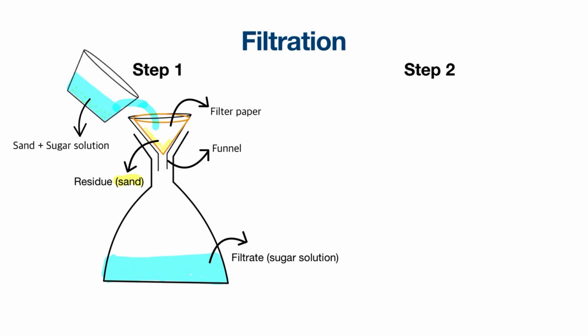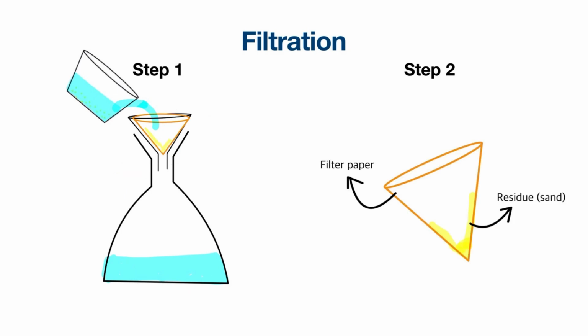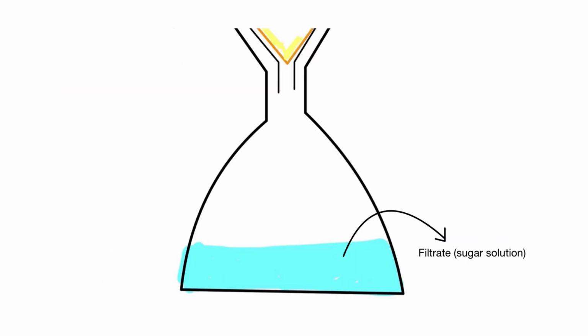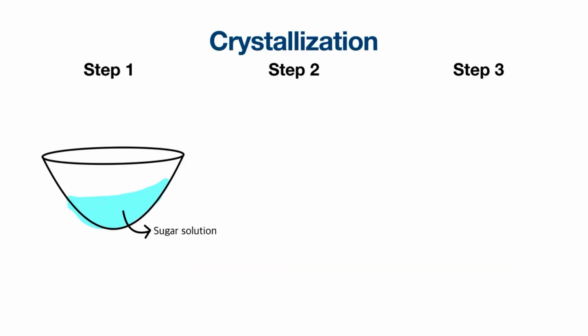So, after filtration, we will be left with the sand residue on the filter paper separate from the filtrate of sugar solution. We can then dry the wet sand by leaving it out for a few days to evaporate the water and obtain pure sand. Now, let's look at the filtrate of sugar solution that has successfully passed through the filter paper.